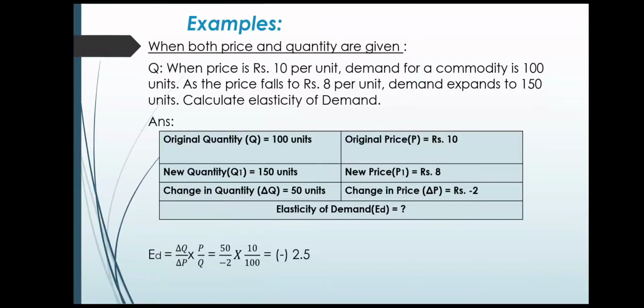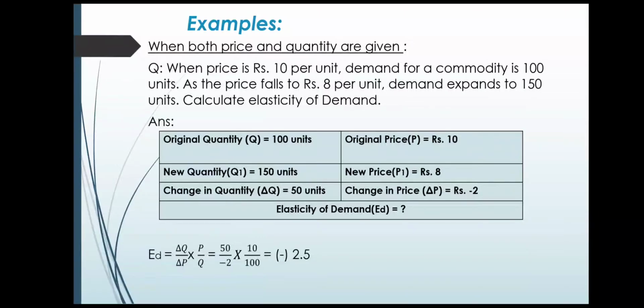The first one is when both price and quantity are given. So when price is rupees 10 per unit, demand for a commodity is 100 units. As the price falls to rupees 8 per unit, demand expands to 150 units. Calculate elasticity of demand. Now since there are various variables that are to be considered over here, that is Q, Q1, delta Q, P, P1, delta P, for convenience I have made this table. Even you can make it whenever you calculate any sum.